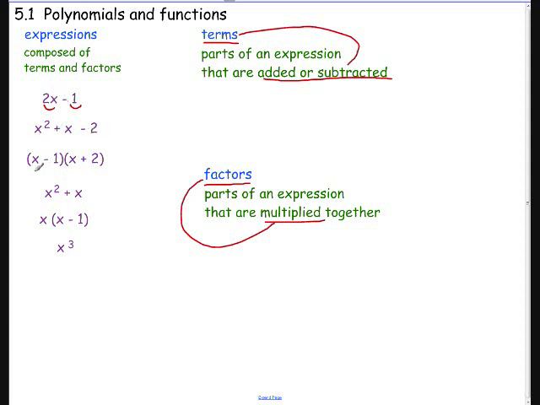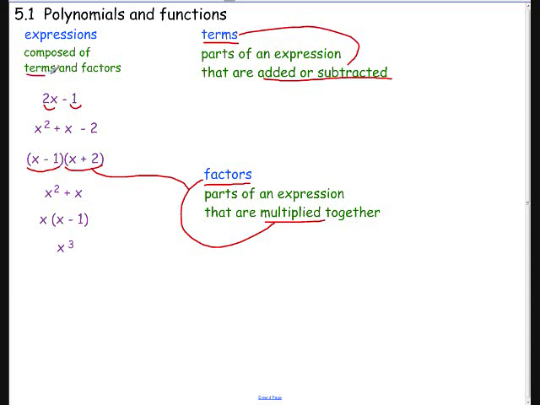We've already talked about this one. How about this? This is a little different. This has two expressions which are being multiplied together. So these are factors. Inside each factor, we have terms. Inside the first factor, 2 terms. Inside the second factor, 2 terms.